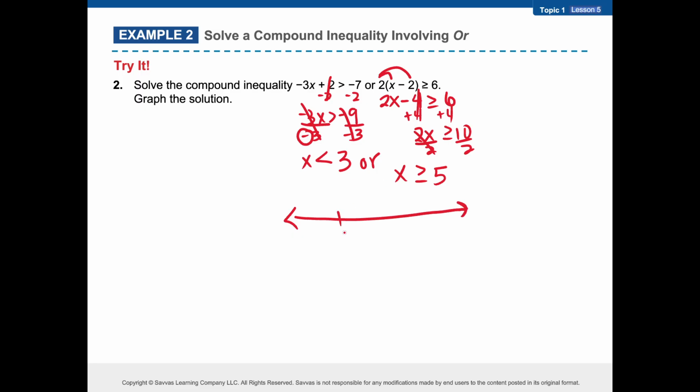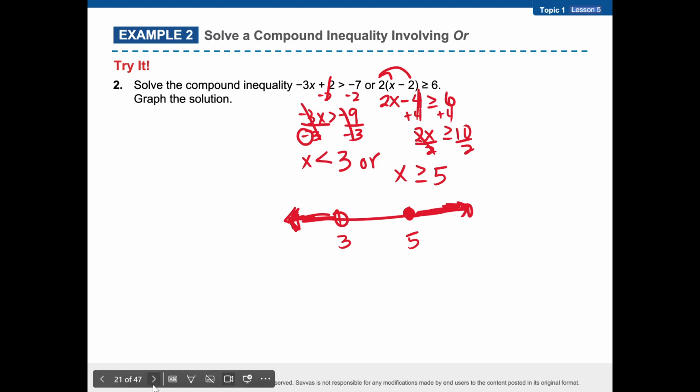Draw your number line. 3 should go first, and then the 5. 3 has no equal sign, open circle. 5 has an equal sign, closed circle. Numbers greater than 5, 6, 7, 8, shaded to the right. Numbers less than 3, 2, 1, 0, your negatives are to the left. And those are my ors.